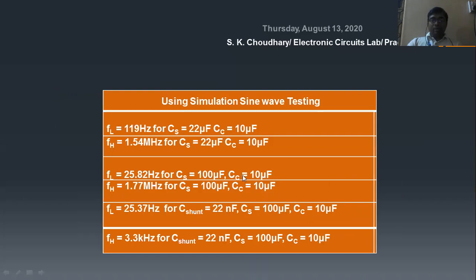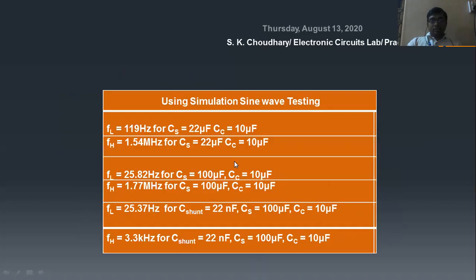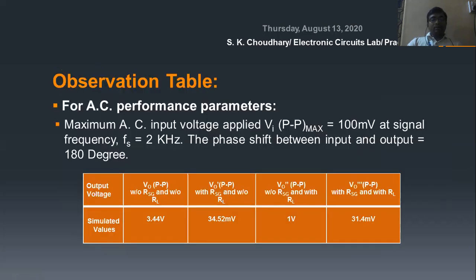These values would be used for finding out the voltage gain. We calculate AV is equal to V naught upon VI, 34.4, that is 0.34. AVL, that is 0.31. RI is V naught dash upon V naught minus V naught dash into RSG, that is 891.7 kilo ohm. R naught is V naught minus V naught double dash upon V naught double dash into RL, that is 2.44 kilo. So in this way we have calculated all these parameters: input resistance, output resistance, and voltage gain.